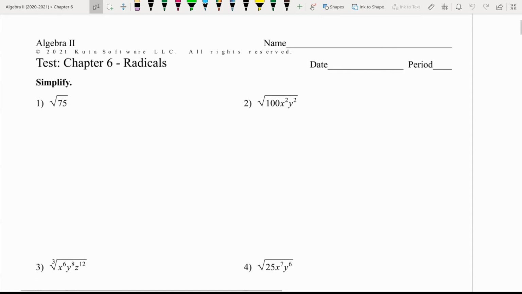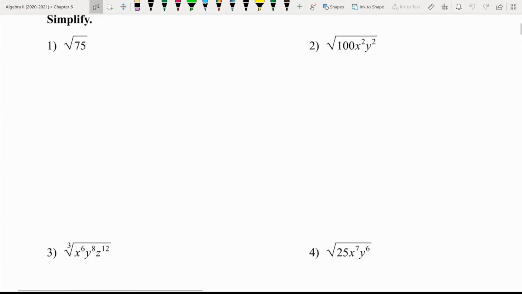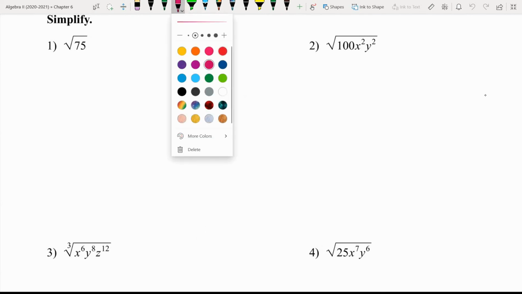Let's go over the test, chapter 6 radicals. We'll go through some of these problems real quick here and some quick explanations too. So let's look at this one here. Change to red.